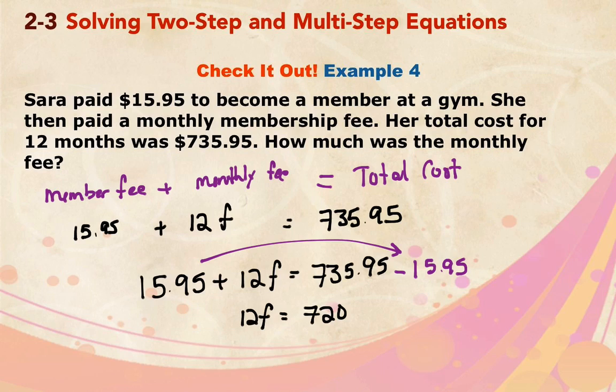So how much is 1 month? Well, we're going to divide both sides by 12. And we're going to find out here, cross these out, that's gone. That monthly fee, $720 divided by 12, is 60. So she's paying $60 per month for the gym.